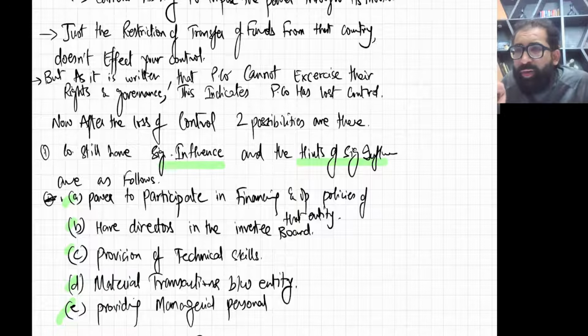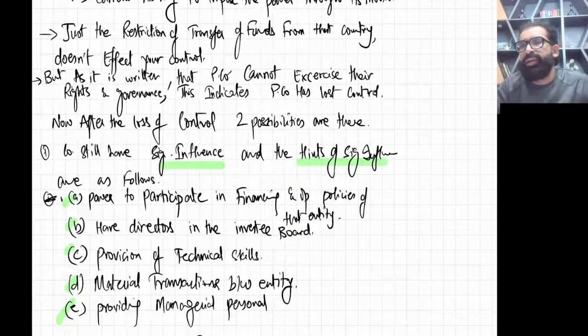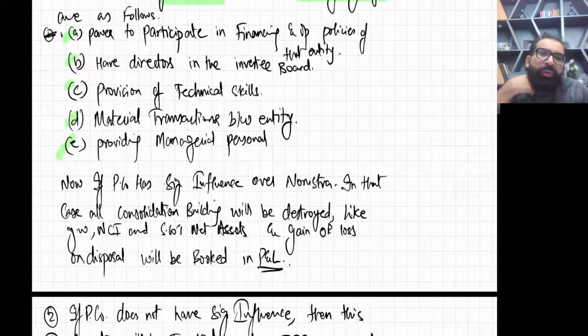So if you have significant influence, what you will do is destroy the building of consolidation. You will remove all assets, liabilities, goodwill, net assets of S company, and you are going to book gain or loss on disposal of subsidiary. And from now onwards you are going to do equity accounting.